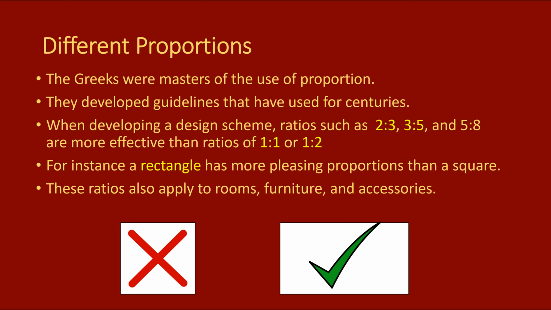A desk is usually a rectangle instead of a perfect square. A television is usually a rectangle. Rectangles are much more pleasing than a square with the unevenness. These ratios also apply to rooms, furniture, and accessories.